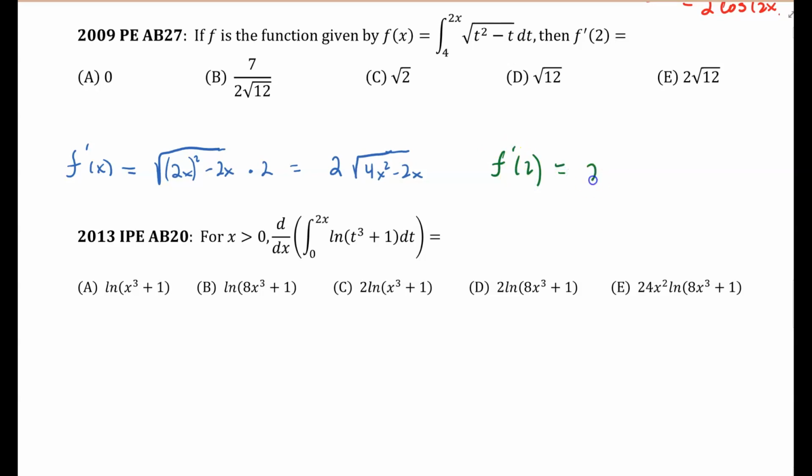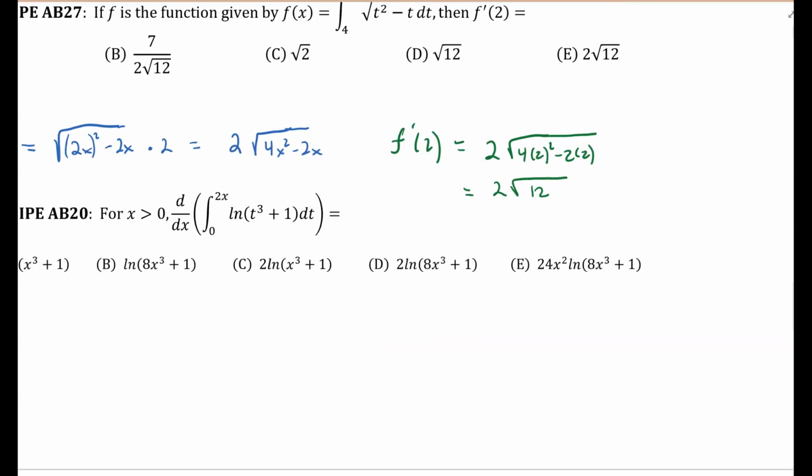So I'm going to plug in 2. 2 times the square root of 4 times 2 squared minus 2 times 2. That's lots of 2's. We got 4 times 4, 16 minus 4. It's the square root of 12. 2 root 12. I got E. What do you guys got?